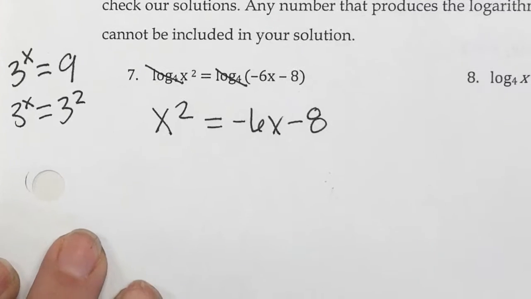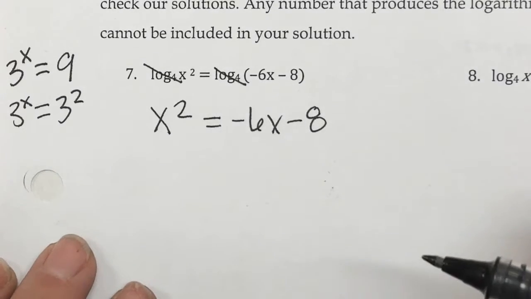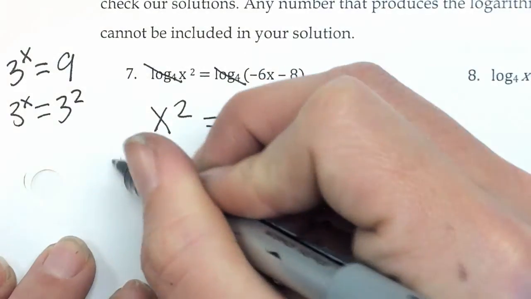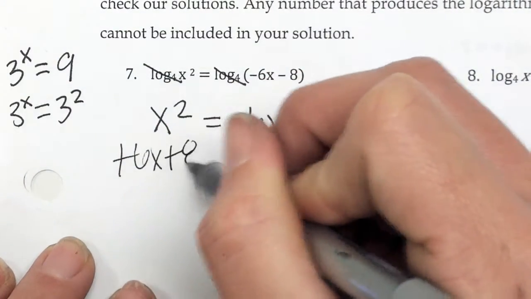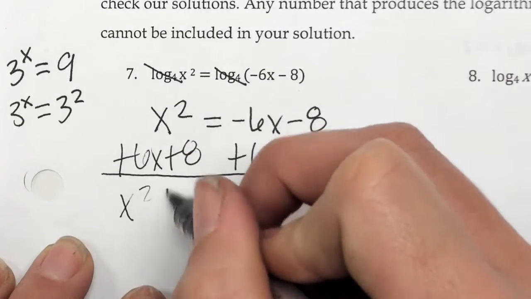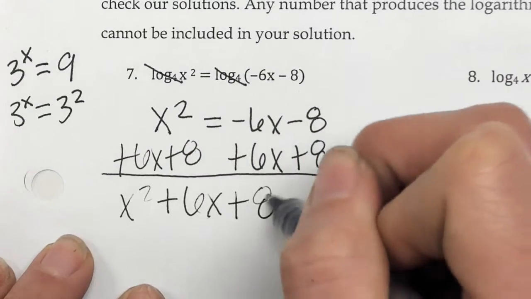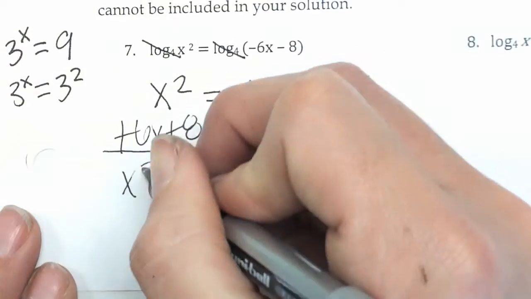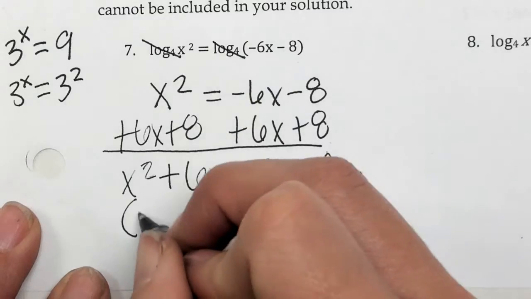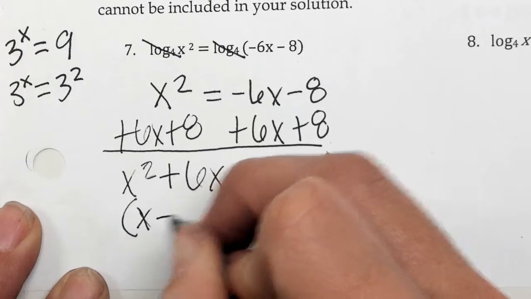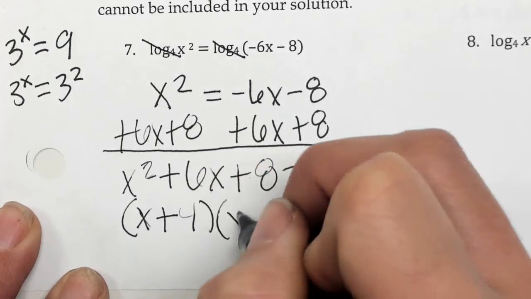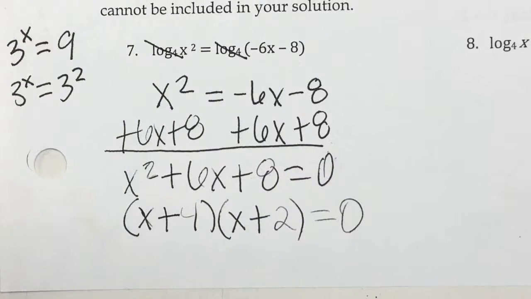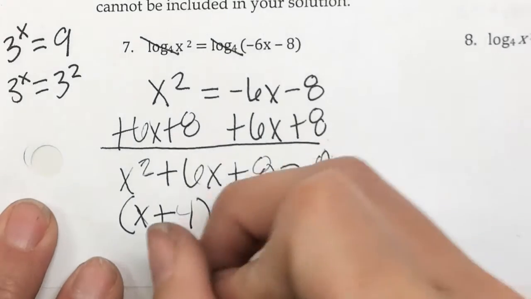Tell me how you would solve this. Add 6x and 8 on both sides. That's what I would do. Because you'd have x squared plus 6x plus 8 equals 0, and now you can solve by what? Factoring. This factors into x what? Plus 4 and x plus 2. So my two solutions are negative 4 and negative 2. Now we have to check them.